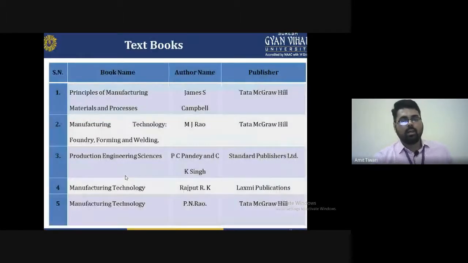And in the last, I recommend some books for understanding the metal joining process, unit 2. I recommend these books. These are some of the authors.